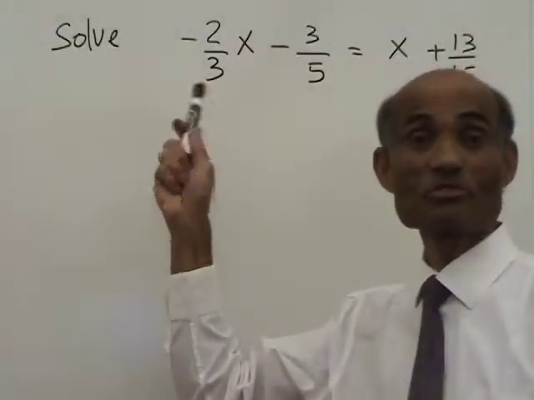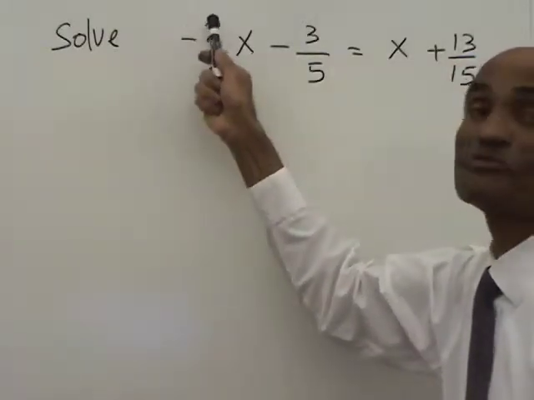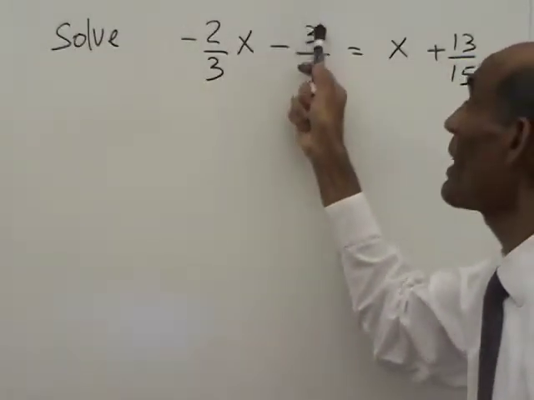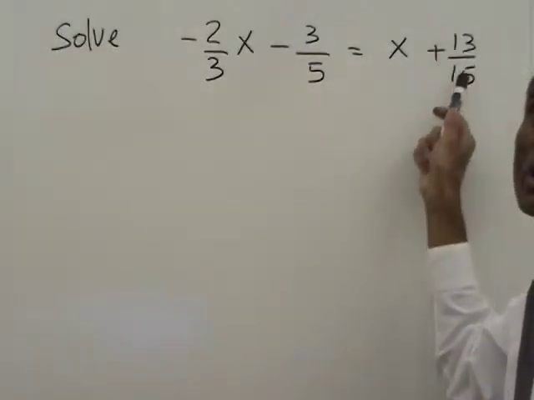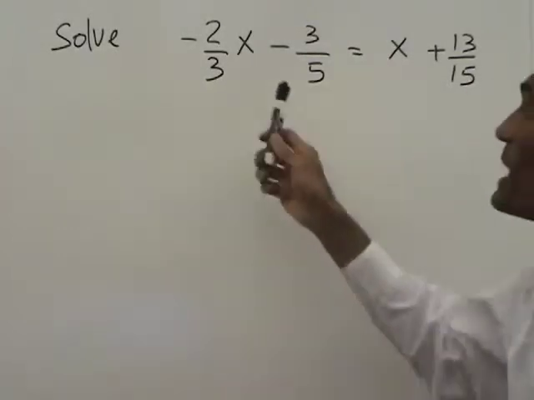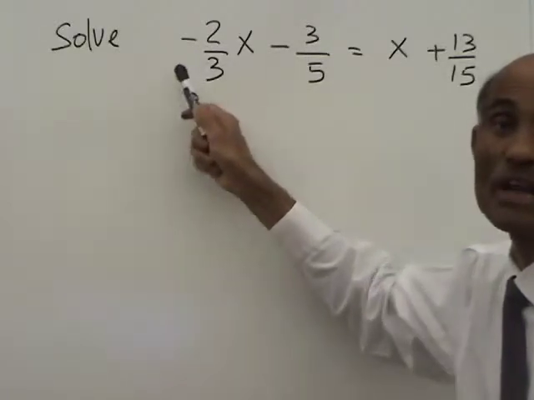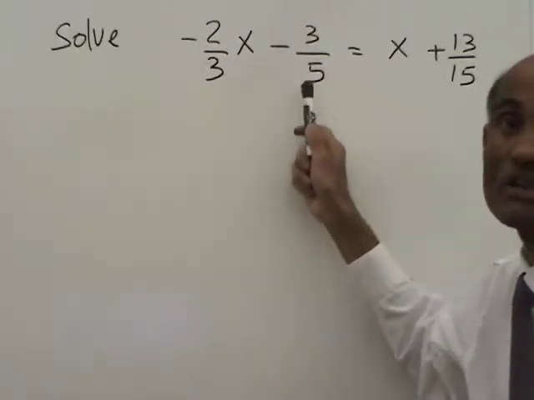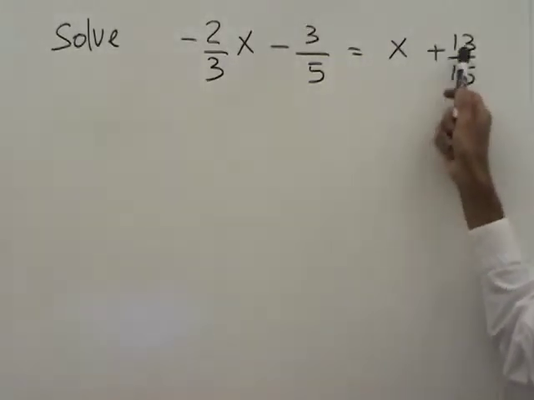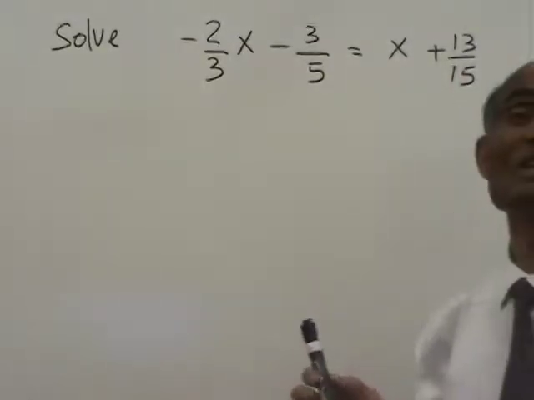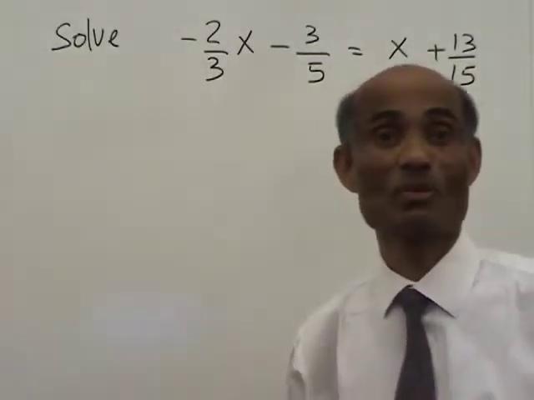Alright, we have now an interesting question to solve. Look at the denominators. Negative 2/3 x minus 3/5 equal to x plus 13/15. Tell me, how many terms are there on the left? Negative 2/3 x is one term, minus 3/5 is another term. On the right, x is one term, plus 13/15 is another term. There are 2 terms on the left and 2 terms on the right.